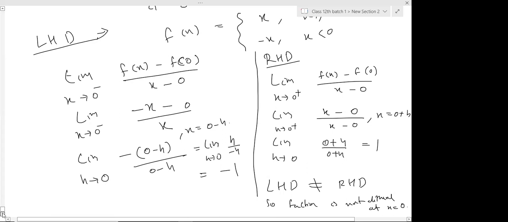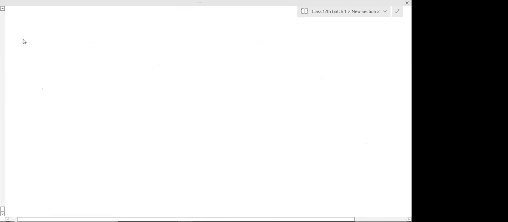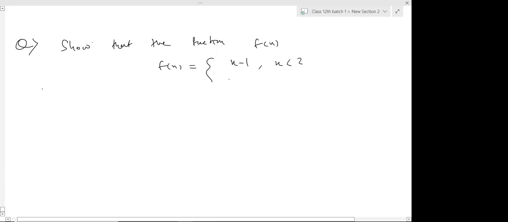Let's try to solve the question. Show that the function f of x equals x minus 1 for x less than 2, and 2x minus 3 for x greater than or equal to 2, is not differentiable at x equals 2. All right, try to solve this.